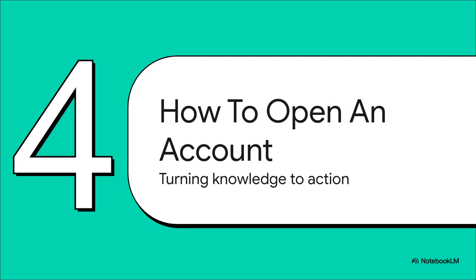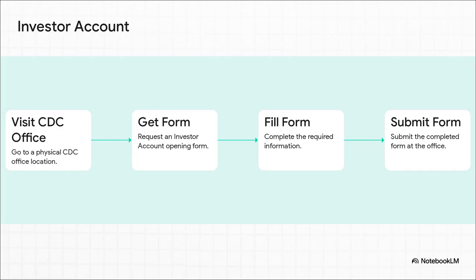All right, you get the theory. Now, how do you actually put this into practice? Let's turn this knowledge into action and look at the real-world steps for opening these accounts. To open that ultra-secure investor account, you've got to do it the old-fashioned way. You have to physically go to a CDC office, get the form, fill it all out, and submit it right there in person. It's direct, and it makes sure you are the one setting up your own personal vault.